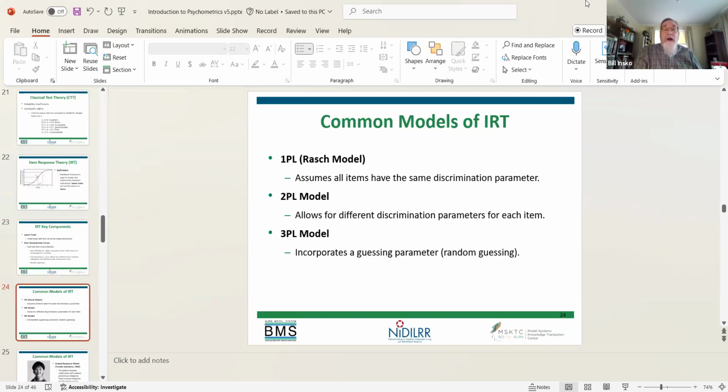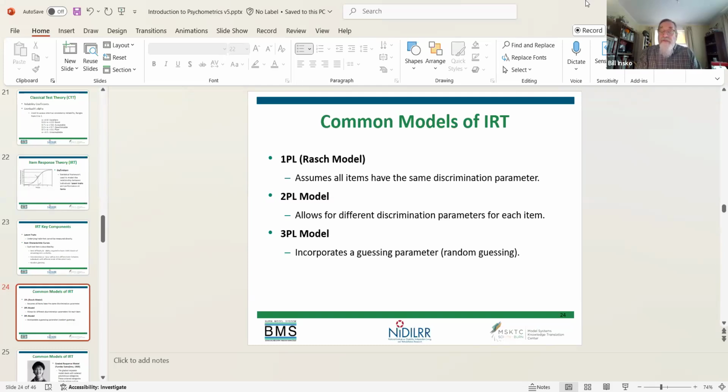So the one parameter model assumes that all items have the same discrimination parameter, which is really bizarre and turned a lot of people up on top of their heads there in the 60s. Like, how can you have a model that doesn't take item discrimination into account? And people weren't buying it, but the research has shown that the models work quite well.